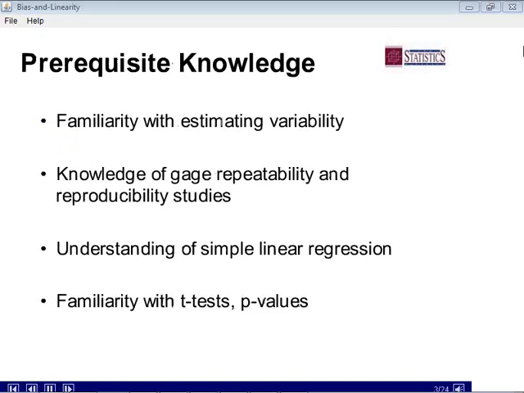Now, some things that we're basing this presentation on are background knowledge in estimating variability, as a result of maybe knowledge of gauge R&R studies, using the ANOVA approach, estimating process variation, and so forth. Understanding of simple linear regression, because that's used in the linearity tests and assessing linearity, and familiarity with t-tests and p-values.